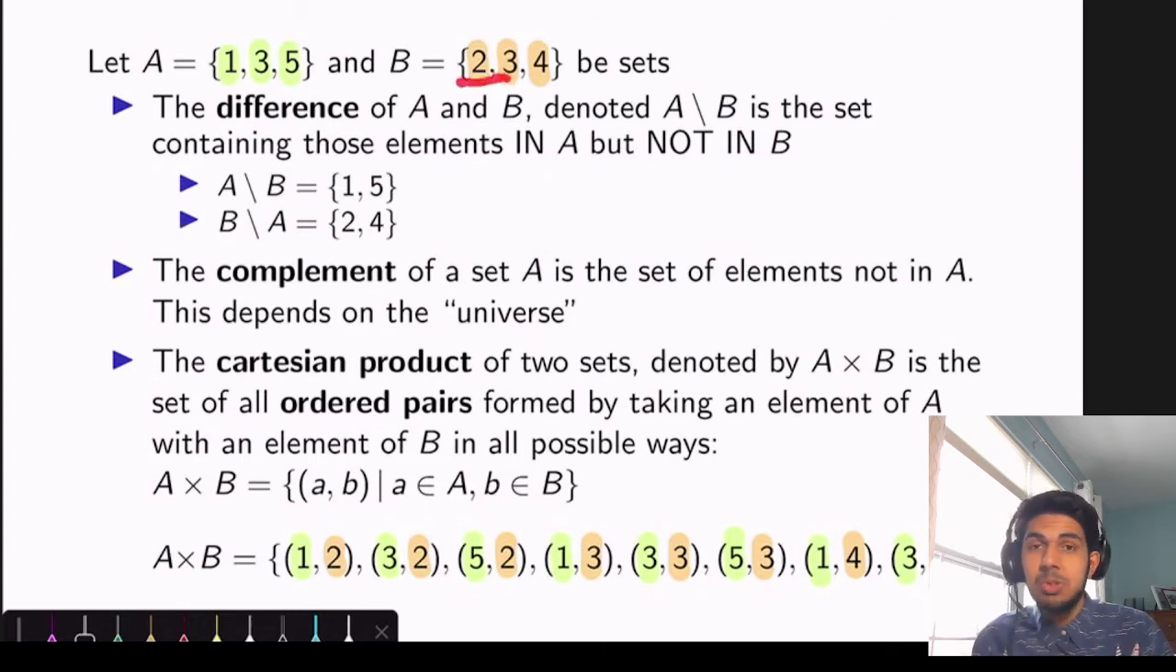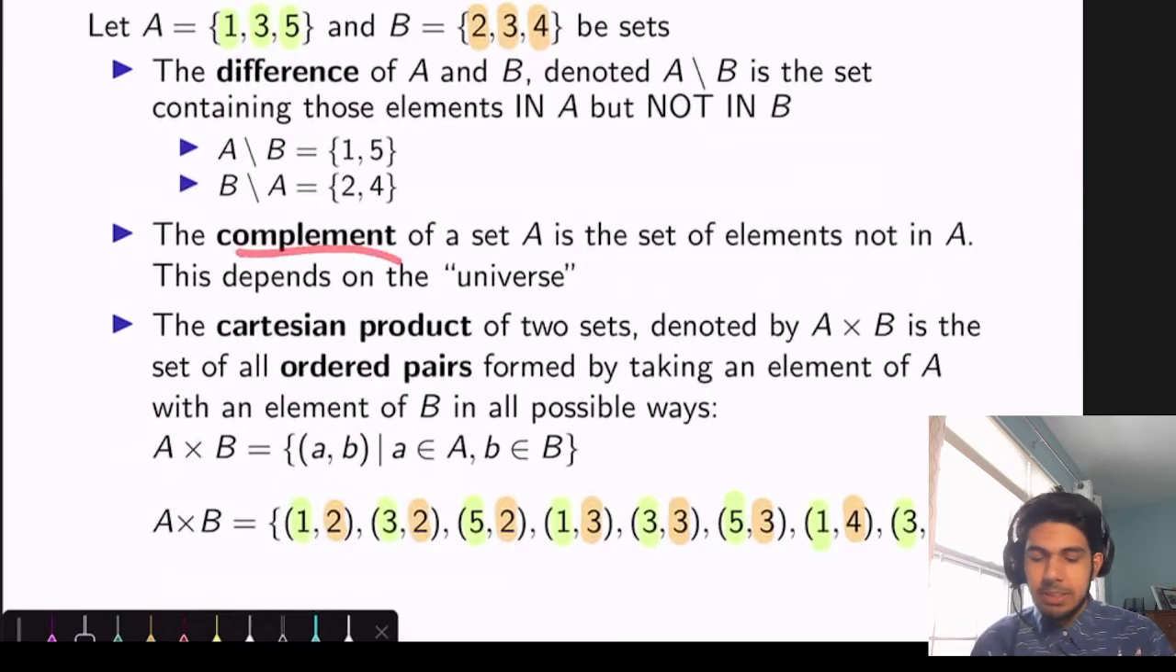So is 2 included in A? No, so we keep that. Is 3 included within A? Yeah, it's right there, so we don't include that. Is 4 a part of A? No, so we keep that, we get 2, 4. The important thing to notice is how those two are not necessarily equal to each other. It's a good exercise to think, when does A set minus B equal B set minus A? Just something fun to think about.